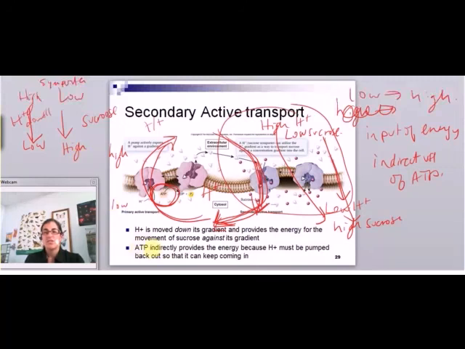This is going to have to use ATP because as those hydrogens flow in, they're eventually going to have to be pumped back out to keep this process going. So over here next to it, in a different protein, hydrogen ions have to be pumped from here back out, and this is going to use ATP. So it indirectly provides energy by burning that ATP. So that is secondary active transport.